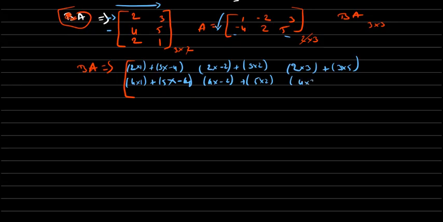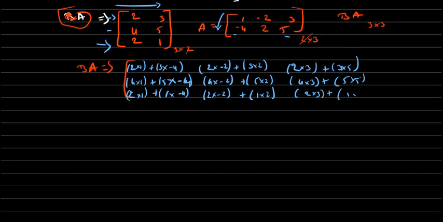Okay, we will start with the third row itself, 2 into 1 plus 1 into minus 4. Then 2 into minus 2 plus 1 into 2. And again in the third column it is 2 into 3 plus 1 into 5. I hope you find this here itself.